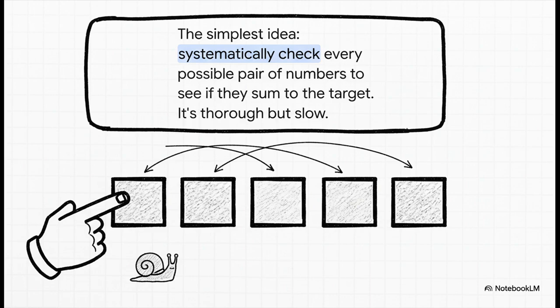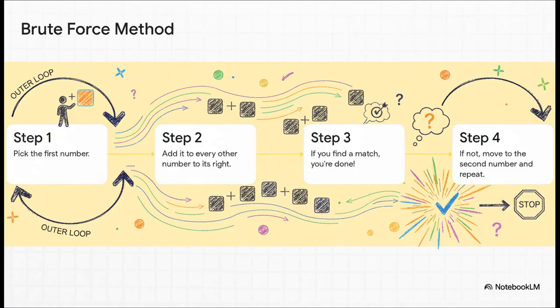This breakdown shows the logic perfectly. You've basically got two loops, one inside the other. The outer loop picks a number. We'll call it our anchor. Then the inner loop goes and pairs that anchor with every single number that comes after it, checking the sum each time. If we get a match, great, we're done. If we go through all the pairs for that anchor and find nothing, the outer loop just moves our anchor to the next number, and the whole process starts all over again.